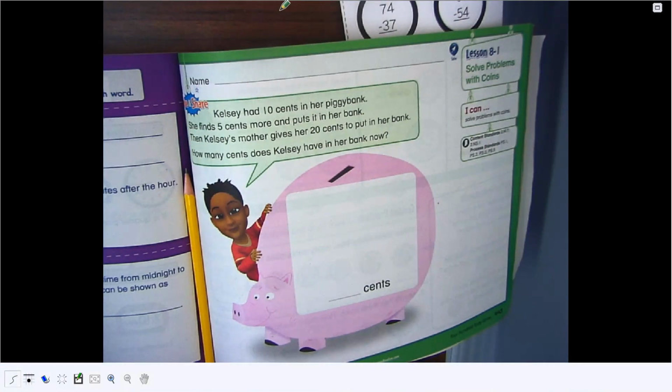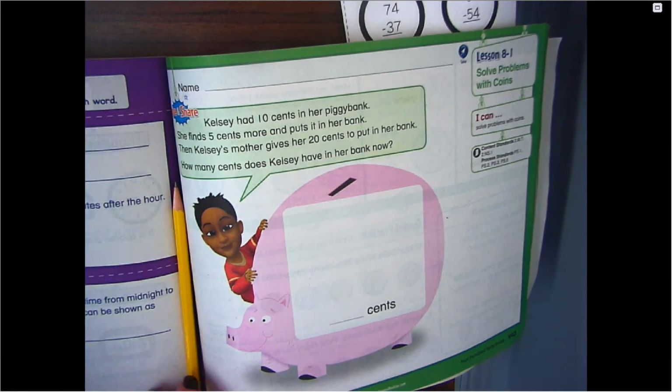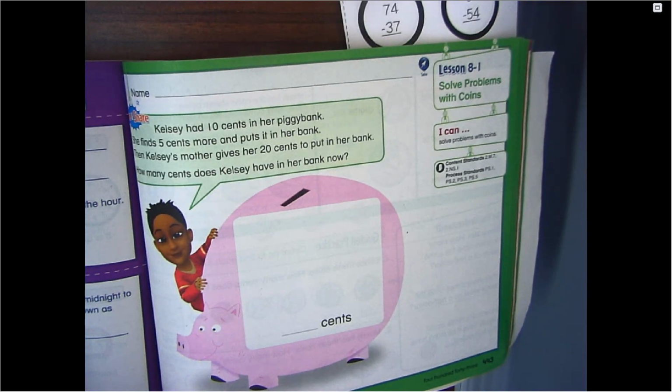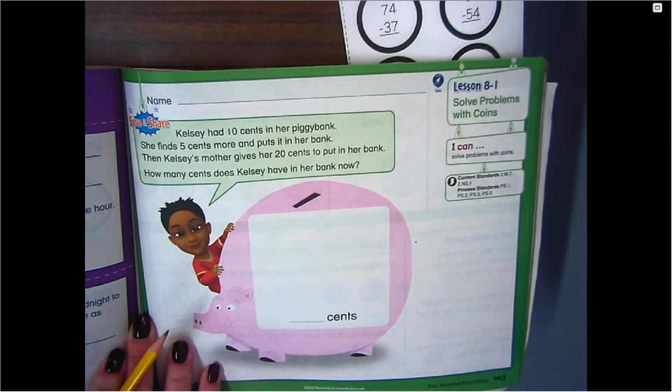Page 443. Okay. It says, Kelsey had 10 cents in her piggy bank. She finds 5 more cents and puts it in her bank. Then Kelsey's mother gives her 20 cents to put in her bank. How many cents does Kelsey have in her bank now?